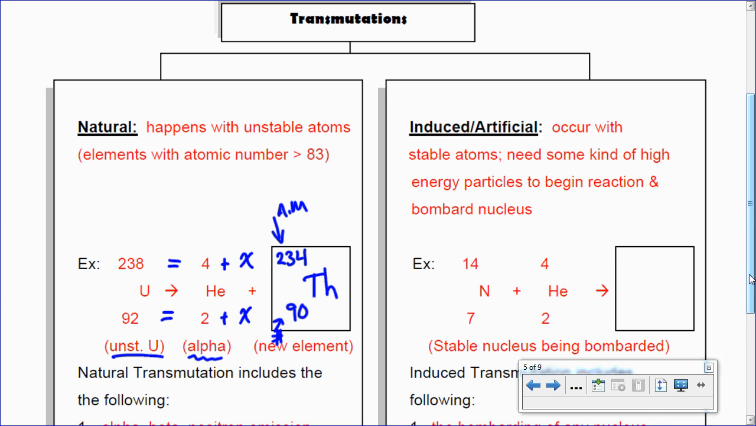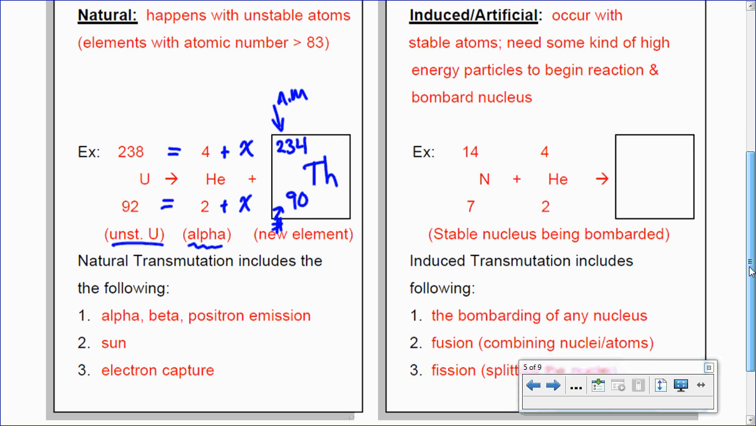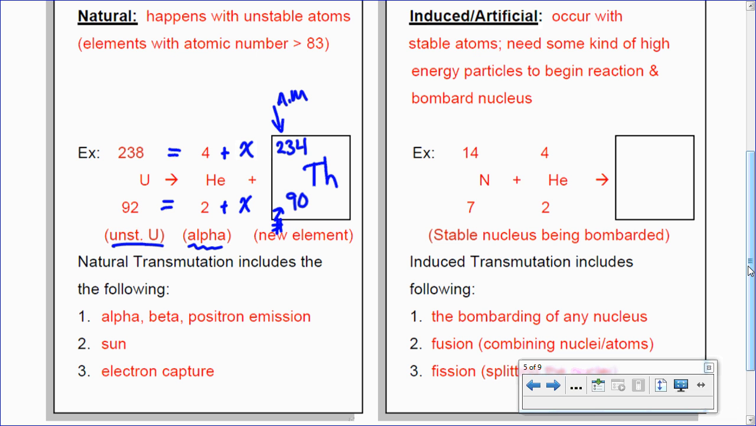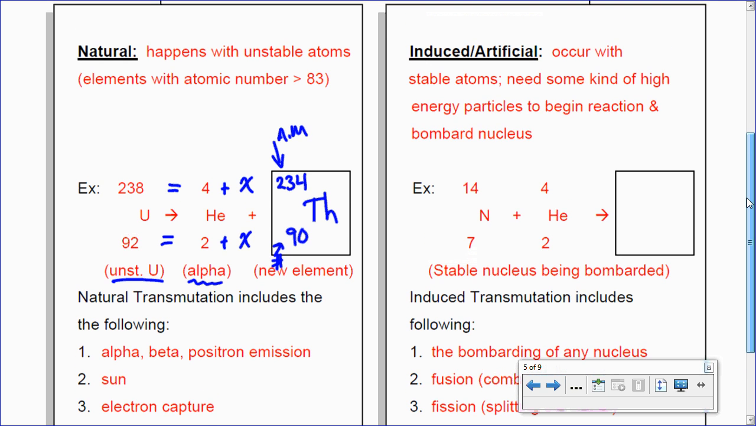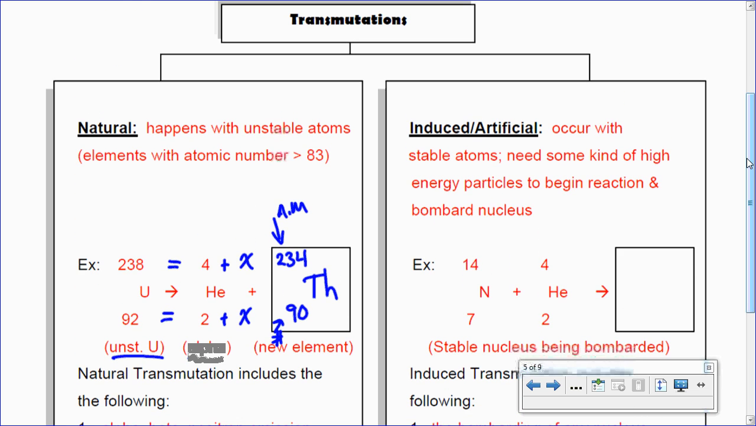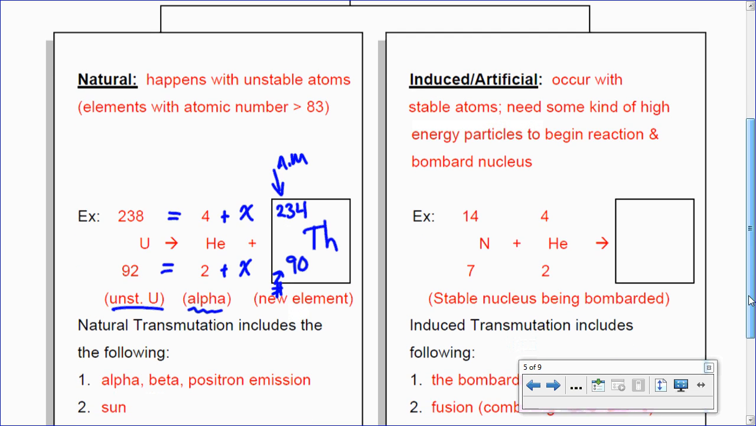Natural transmutation includes the following: alpha, beta, positron emission, the sun, and electron capture. The sun is what is occurring in, well, our sun. The star of our sun has got some natural radioactive decays going on in it. Now, the artificial transmutation, this is what happens when we've got a stable atom. We hit it with some high energy particle to get a chain reaction to start to happen. This happens in nuclear reactors, nuclear bombs, particle accelerators. So very high-tech pieces of scientific machinery can do this.